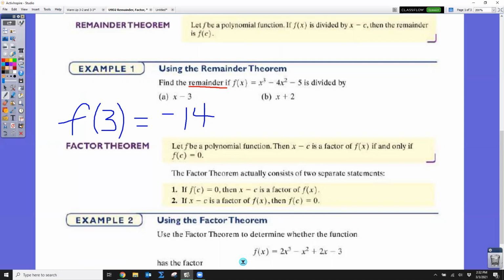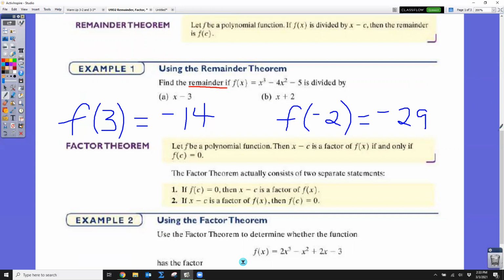So in this problem, if I asked what is the remainder, you could do synthetic division or long division, or you could just plug in 3 and get the remainder. So for part B, instead of doing synthetic or long division, if I just want to know the remainder, all we have to do is ask, what is f of negative 2? I believe that's negative 29, if you want to go and check that. So that means our remainder, if it was x plus 2, would be negative 29.